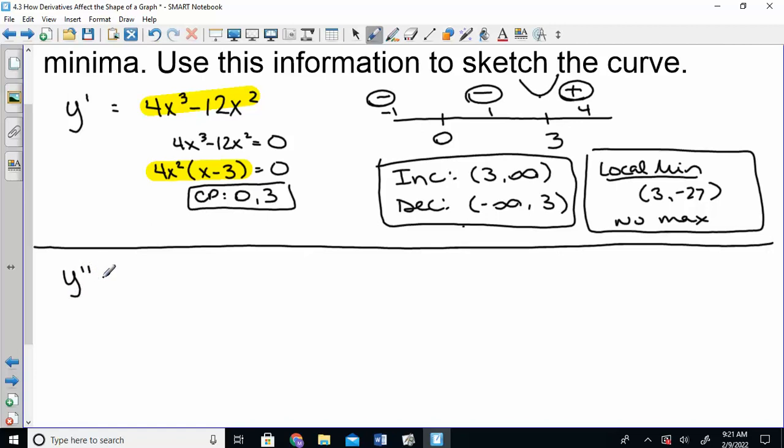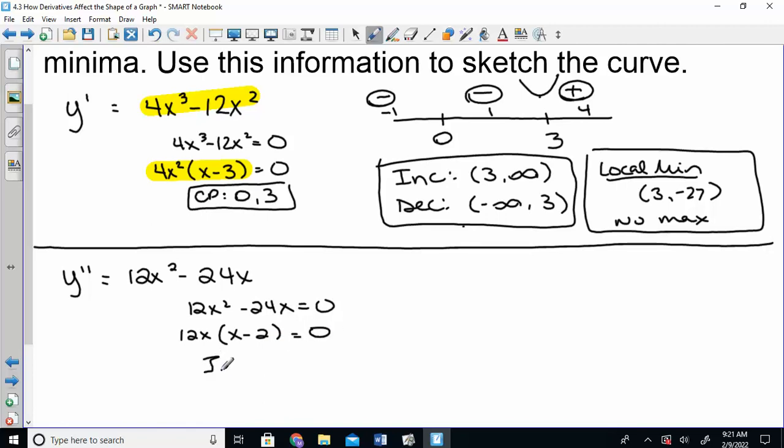Today we learned how to find concavity and inflection points. So for that we need the second derivative. So that would be 12x squared minus 24x. And to find the inflection points, we need to figure out when that equals 0. So we can take out a 12x, that leaves us with x minus 2. So what are my inflection points?